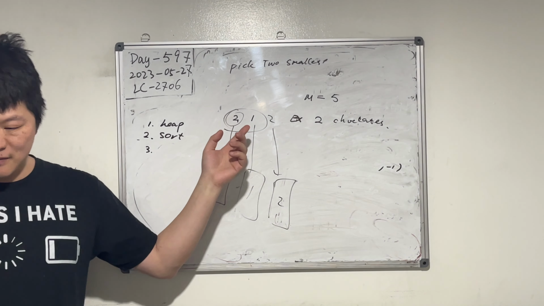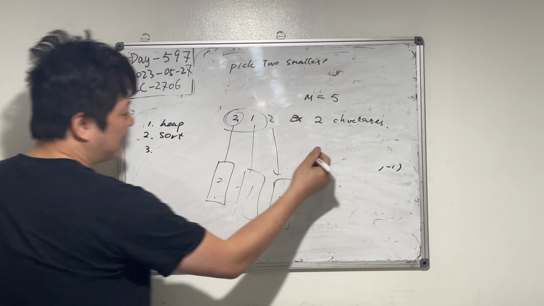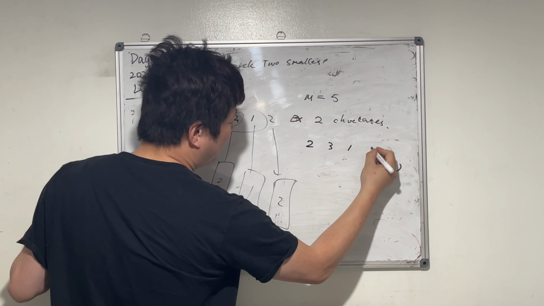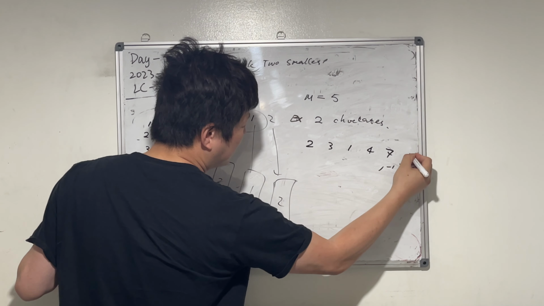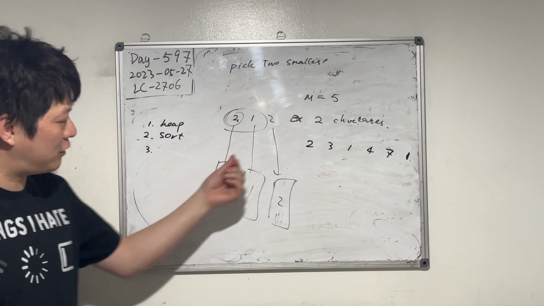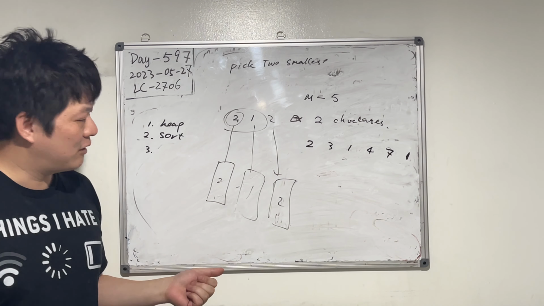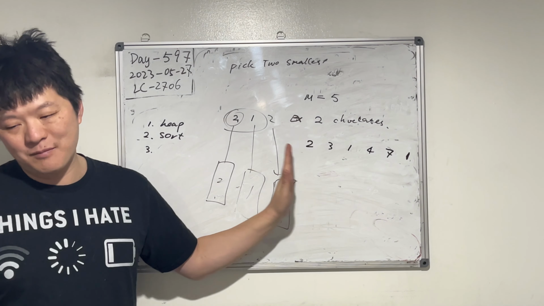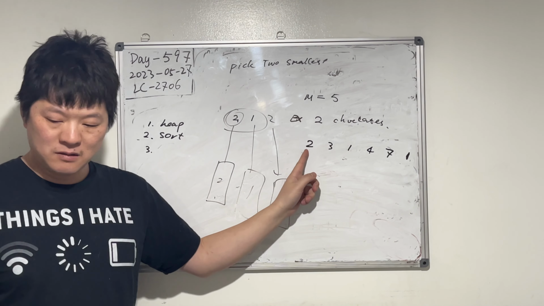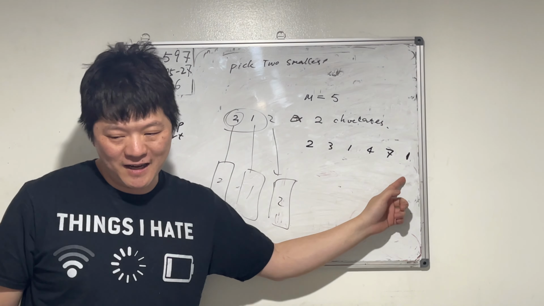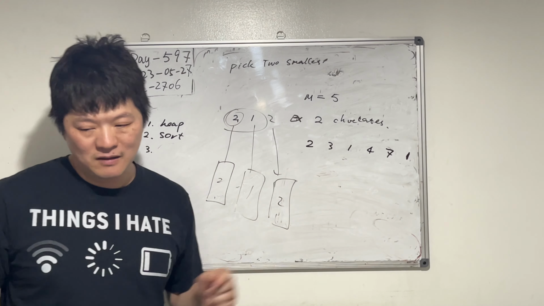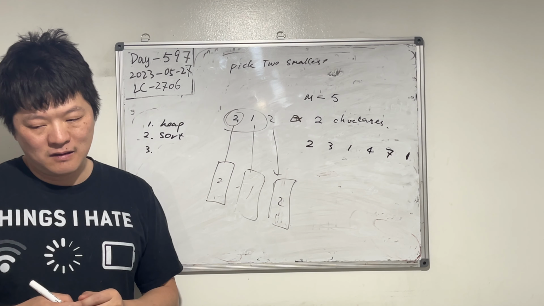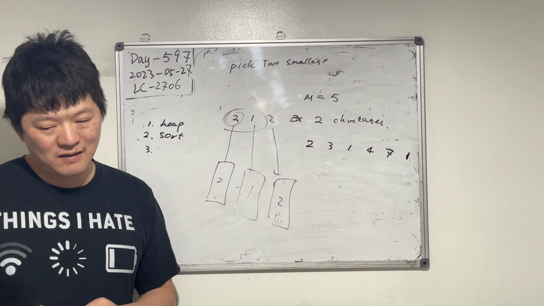Okay, so let's say I give you these numbers: 2, 3, 1, 4, 7, 1. What are the 2 smallest here in this case? 1 and 1. How do you know it's 1 and 1? Because I can see. Yeah, I know, but how does the computer know? You can go through the list from left to right and keep a minimum. The first one is 2, and then you go to 3.